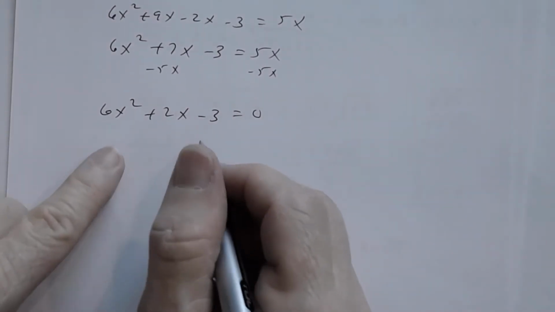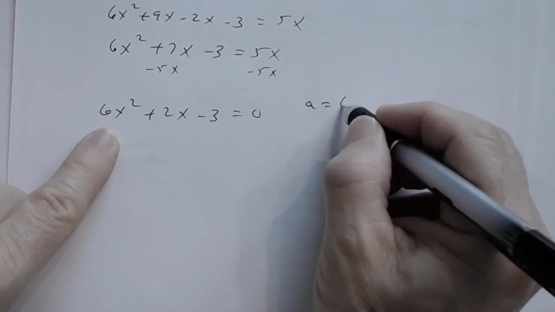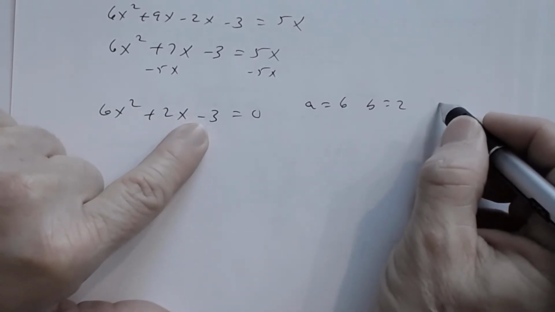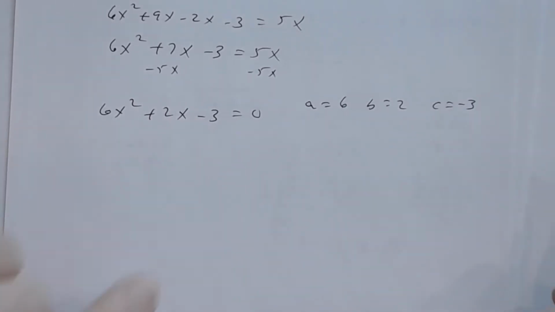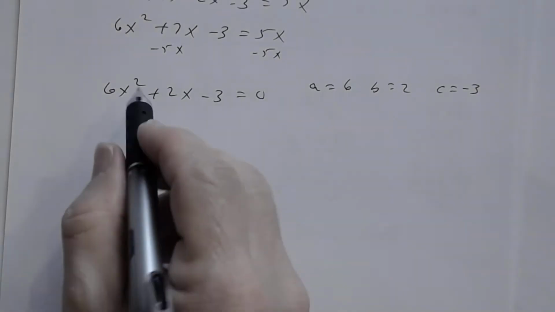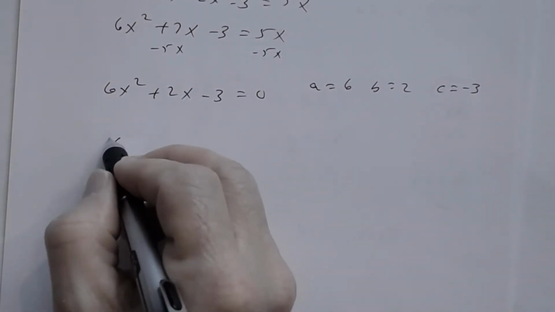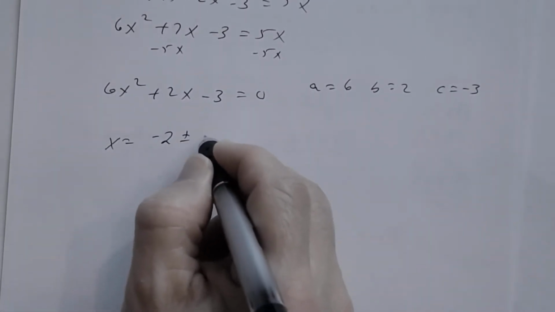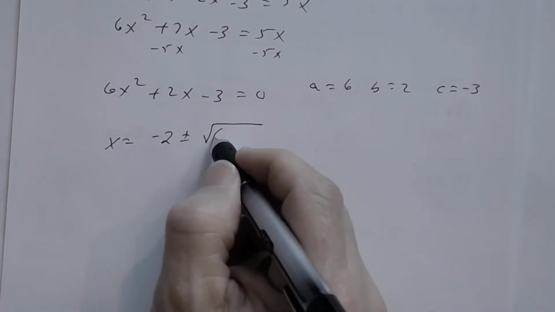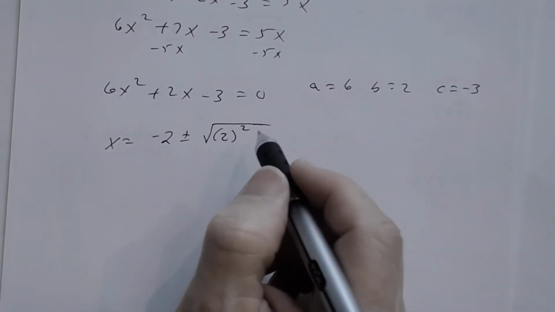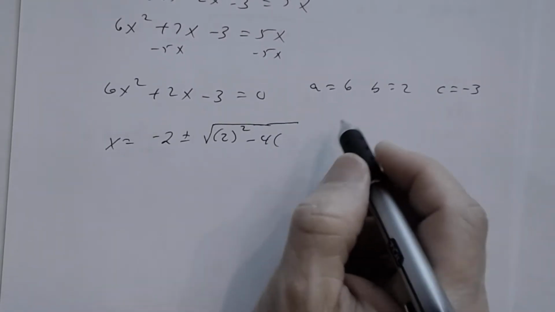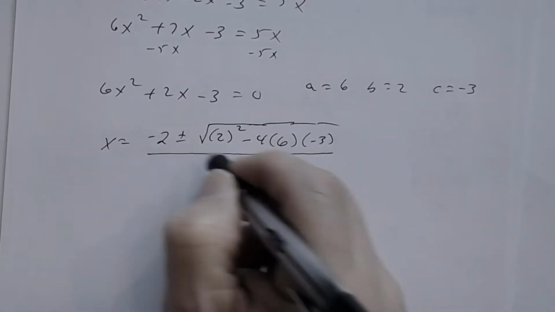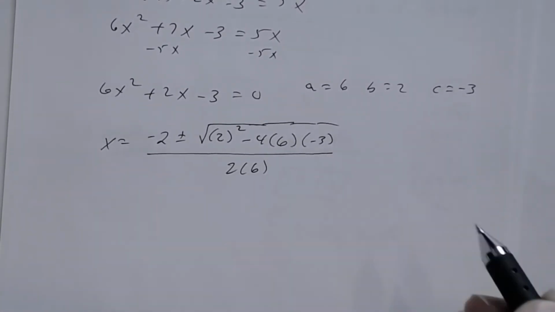Now it's in standard form, so I can determine a, which is 6, the coefficient of x squared; b, the coefficient of x, so b is 2; and c is your constant, which is negative 3. Using the quadratic formula, my variable is x, so x equals the opposite of b, that's a negative 2, plus or minus the square root of b, you must use parentheses, b squared minus 4 times a, which is 6, times c, which is negative 3. All of that is divided by 2 times a, which is 6.